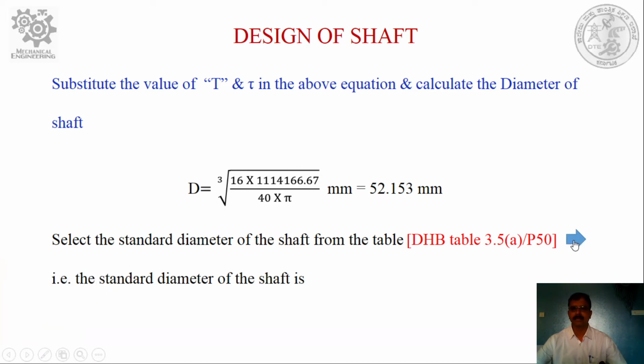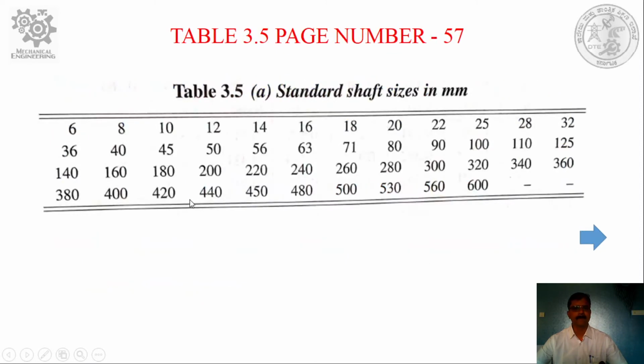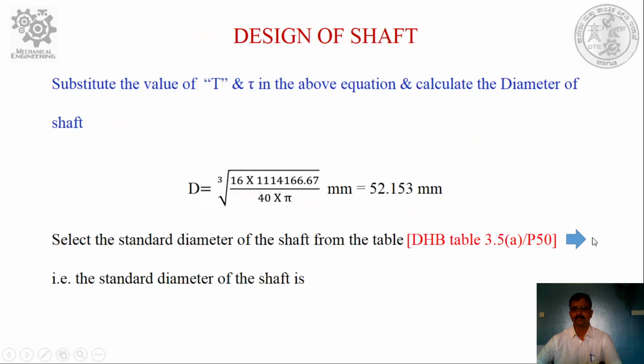Now let us see in the table. It is the table from the design data handbook. It is the standard shaft sizes in millimeter, page number 57. Now we have from the mathematical relations 52.153.